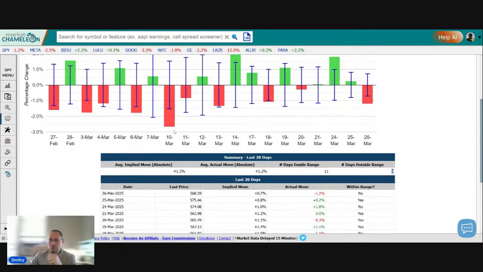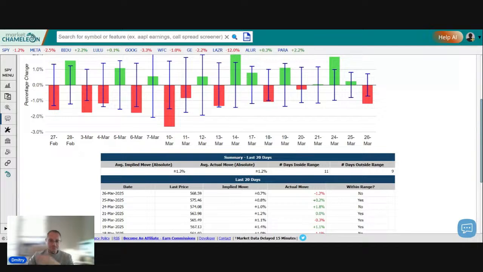Like over here, over here. So this is saying that, at least in this data set, the frequency of within versus the frequency outside is close. More days the stock movement for the day was less, but it's still 11 versus 9.